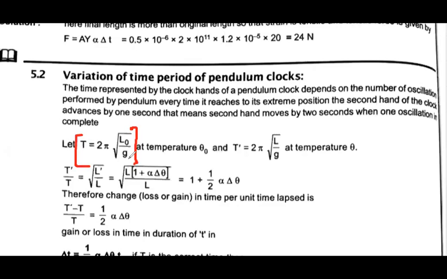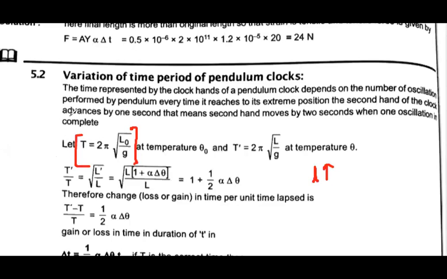If this L is changed in any way, be it temperature or stress or strain, doesn't matter, there will be a change in time period, yes or no? If you increase the temperature, or during summers, this length will increase. What will happen to the time period? Will it increase or decrease?